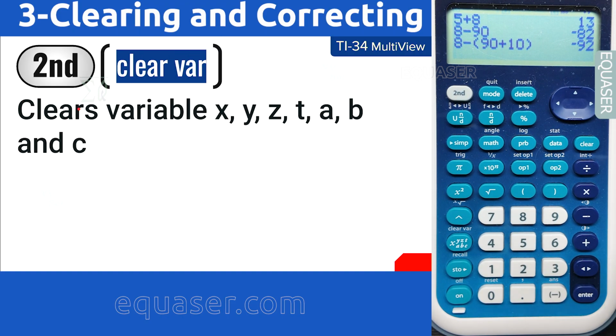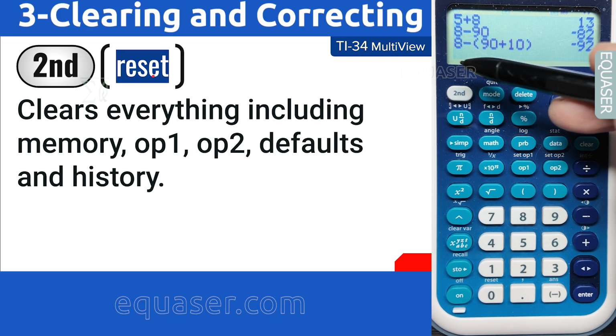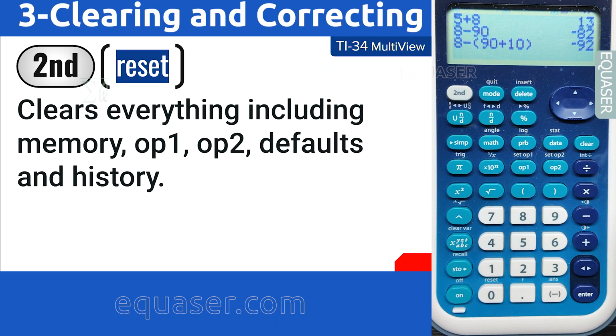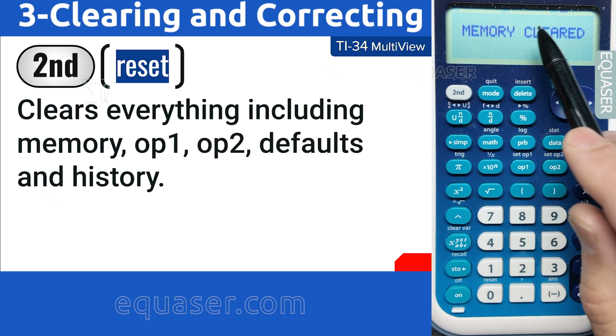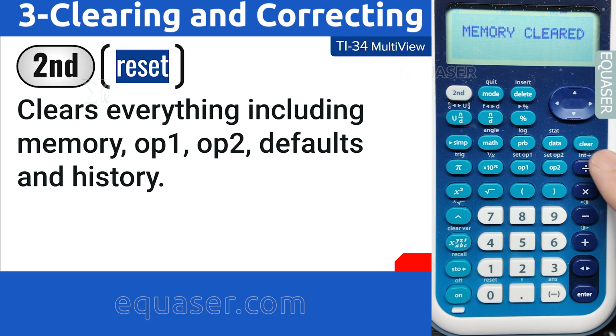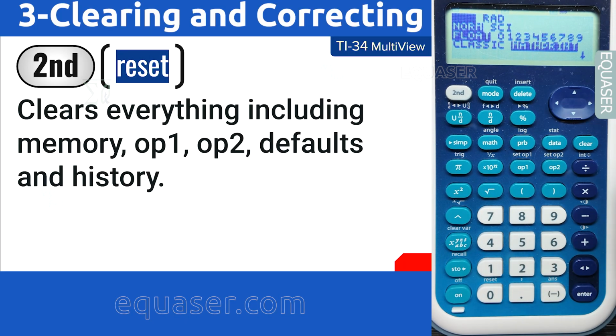Now, if you press second function and clear vars, it clears the variables which we are going to talk about: x, y, z, t, a, b, and c. It clears them. If you press second function and reset, let's do it together. Second function and reset. It says reset, yes, no. Press 2, yes, and it clears everything, including the memory. It sets everything back to default. Now, to exit from the screen, press clear. Now, the defaults are all back in the same way it came from the manufacturer.